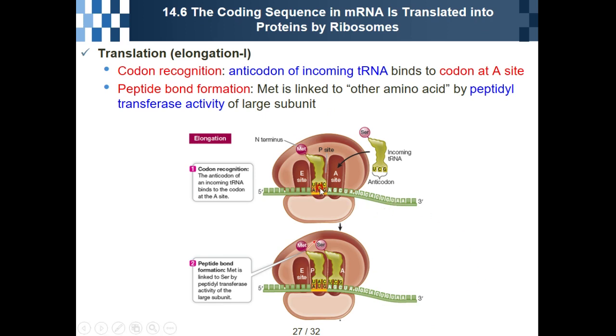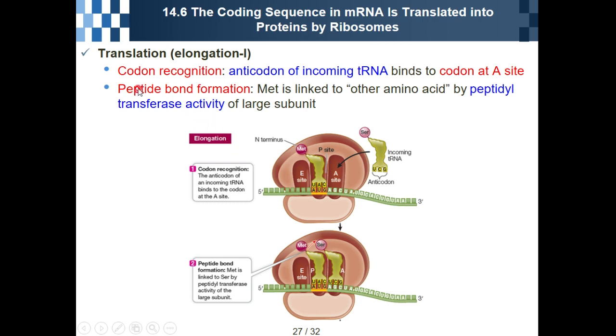So AUG is the start codon. The next codon is, in this case, AGC. We call this codon recognition. The anticodon, on the incoming tRNA, is UCG, which is complementary to AGC. So the anticodon of the incoming tRNA binds to the codon at the A site. The incoming tRNA binds here, at the A site.